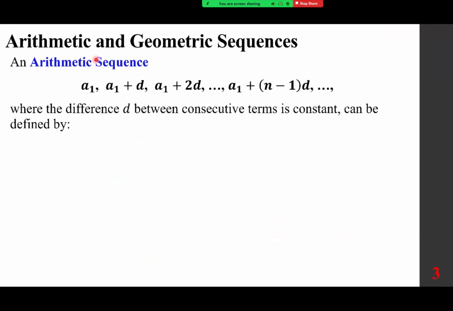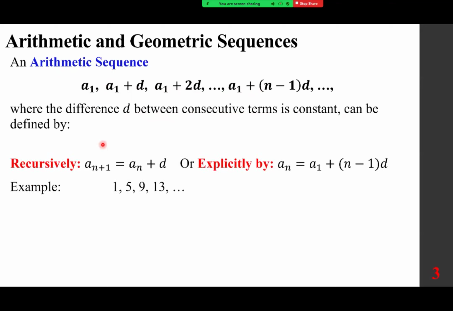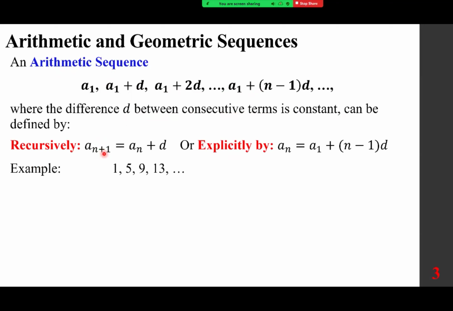Arithmetic and geometric sequences, you should be familiar with them. An arithmetic sequence is in this form: a sub 1, a sub 1 plus d, a sub 1 plus 2d, and a sub 1 plus n minus 1 times d, where the difference d between consecutive terms is constant, can be defined recursively a sub n plus 1 is a sub n plus d. This is a common difference or distance, d. Or explicitly by a sub n equals a sub 1 plus n minus 1 times d.